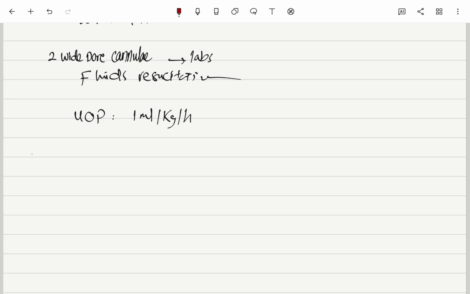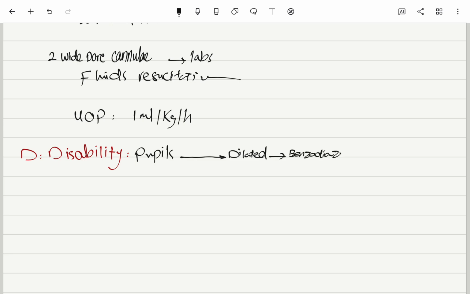We finished C. Let's start into D, disability. Disability, I will look at the pupils. The pupils may indicate some signs of toxicity. If the pupil is dilated, it may indicate benzodiazepine toxicity or death.